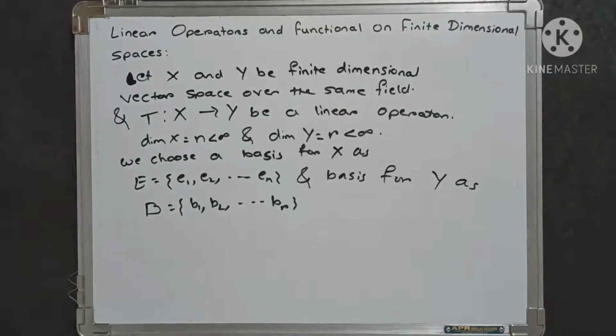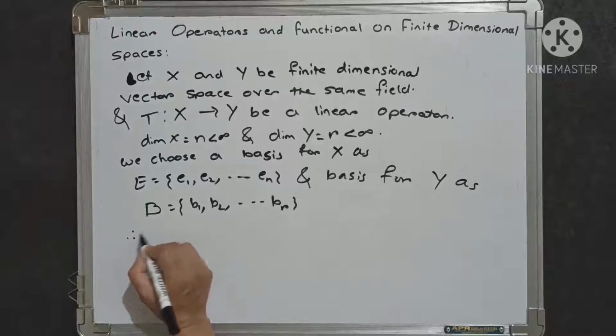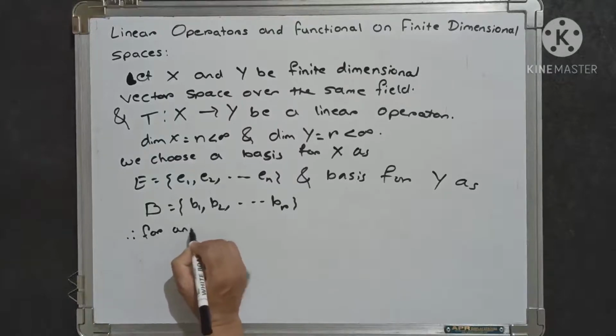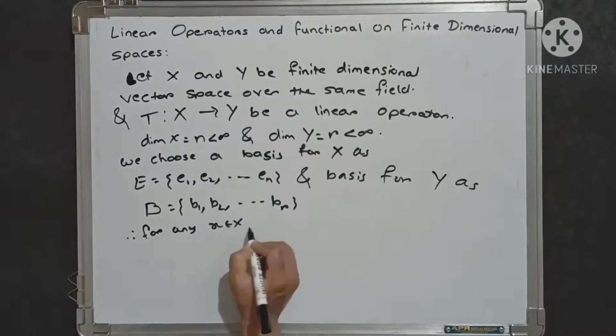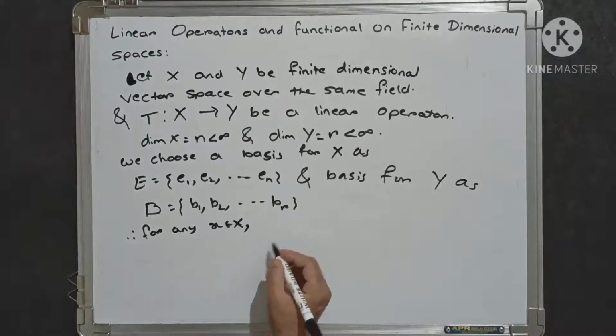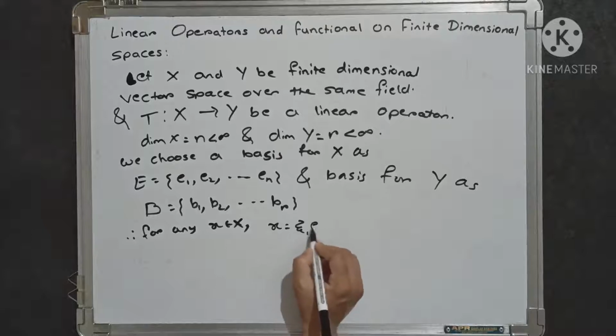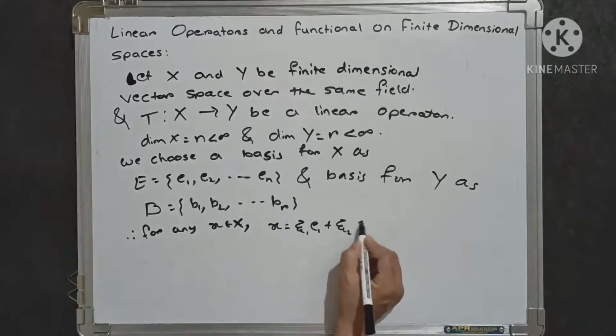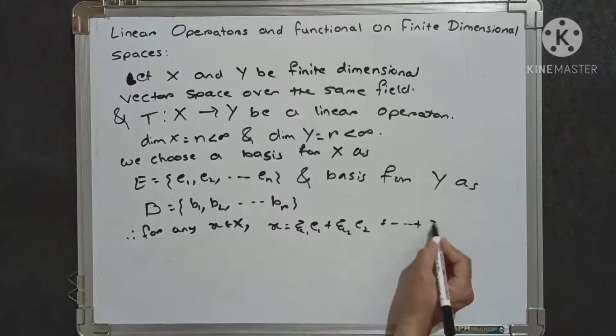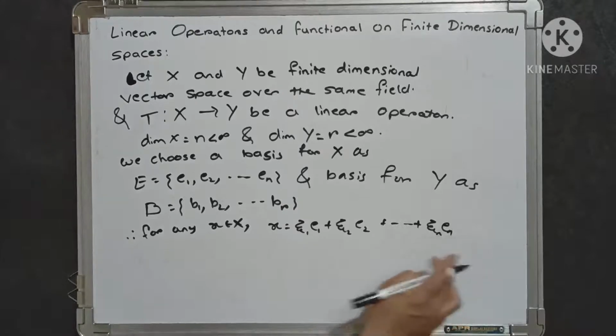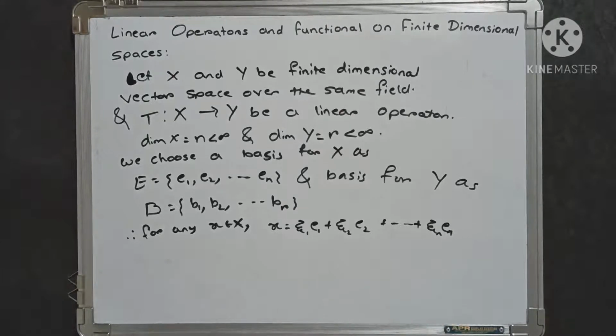because it is very important to see the matrices. As E equals E1, E2 up to En is the basis for capital X, any small x belonging to capital X has a unique representation as x equals xi1 E1 plus xi2 E2 up to plus xin En. This is the unique representation for x.